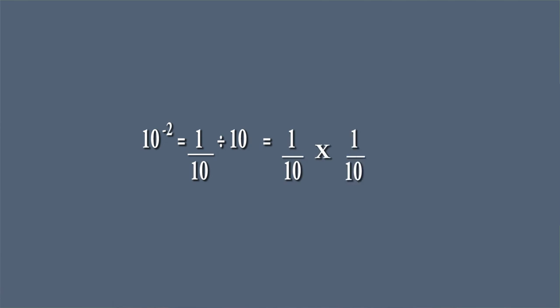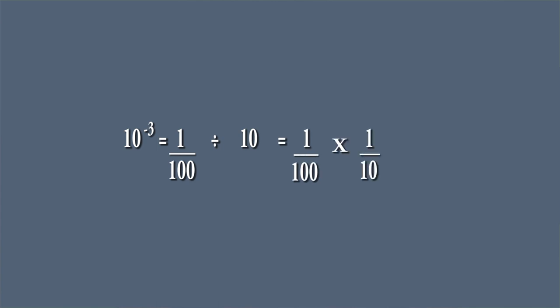Continuing the above pattern, what about 10 power minus 1? 10 power minus 1 is 1/10 of the previous number, which is 1, that is 1 by 10. So 10 power minus 1 is 1 by 10. Then 10 power minus 2 is 1 by 10 divided by 10, which is 1 by 10 times 1 by 10, which is 1 by 100. Similarly, 10 power minus 3 is 1 by 100 divided by 10, that is 1 by 100 times 1 by 10, which is 1 by 1000.